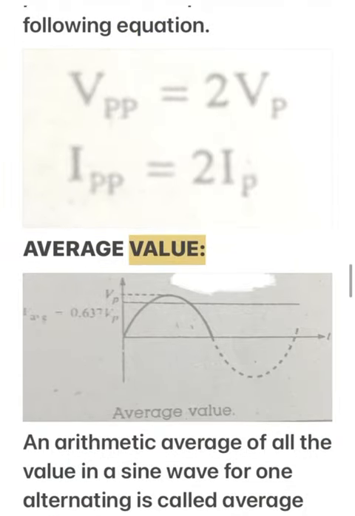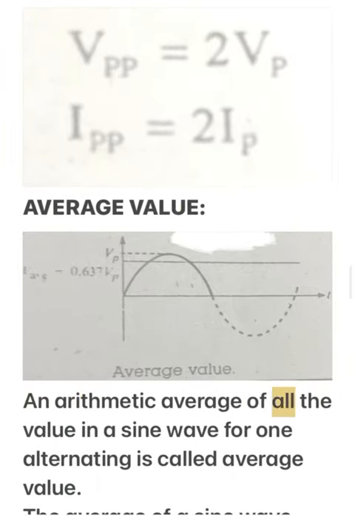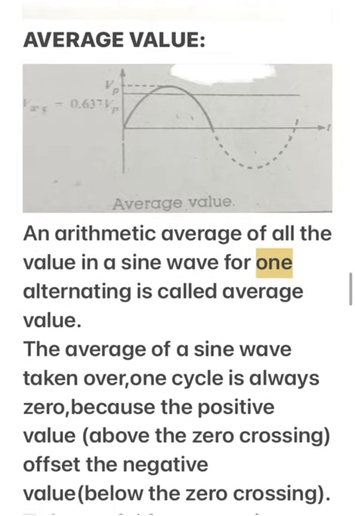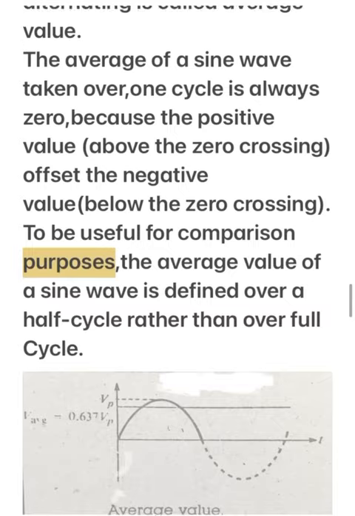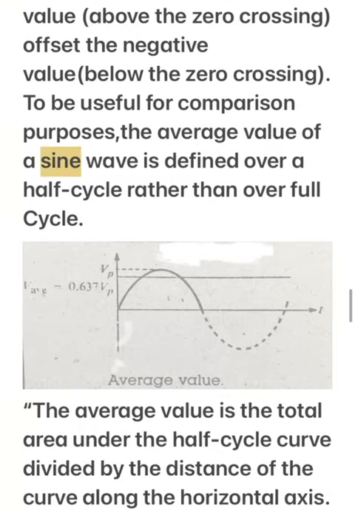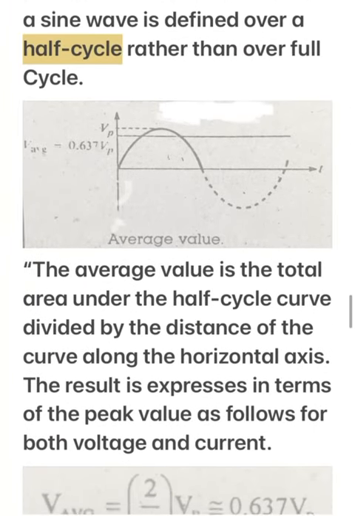Average value. The arithmetic average of all the values in a sine wave for one alternation is called the average value. The average of a sine wave taken over one cycle is always 0, because the positive values above the zero crossing offset the negative values below the zero crossing. To be useful for comparison purposes, the average value of a sine wave is defined over a half cycle rather than over a full cycle.